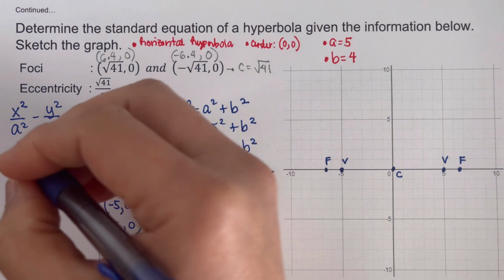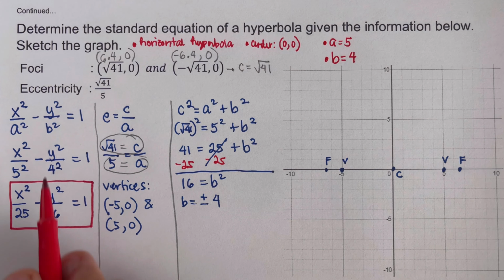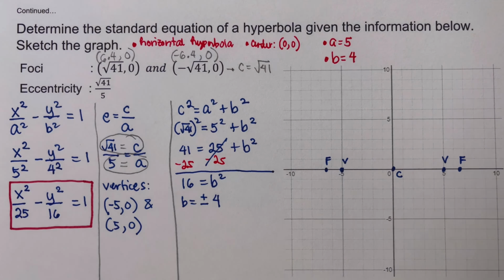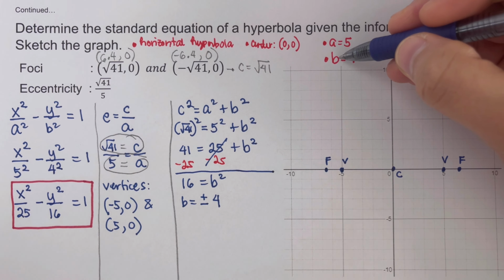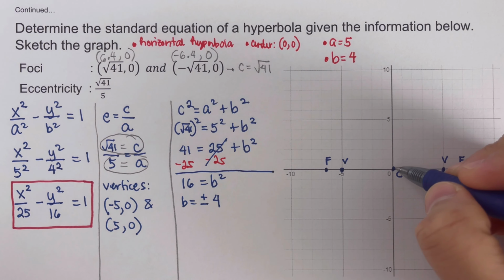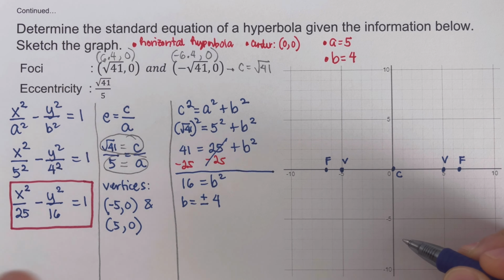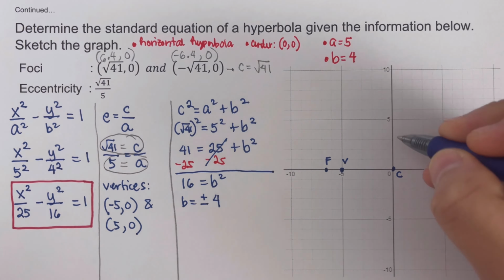So our equation comes out like this. This is the equation of the problem we have up there. Now, since we have a b value of 4, remember that b is the distance from the center to the co-vertex. That means I go up 4 and down 4 to determine the co-vertices. I'm going to write the coordinates of these two co-vertices down here as well.